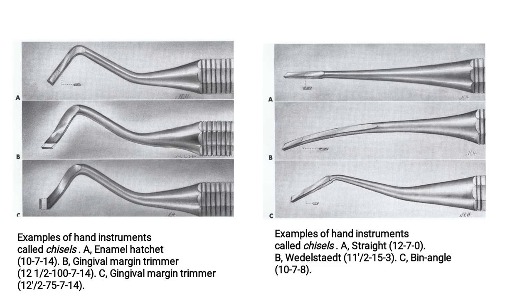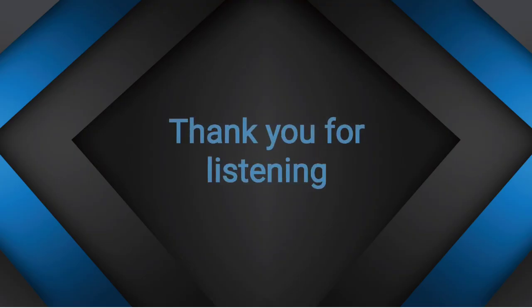And examples of the chisels are the enamel hatchet and the gingival marginal trimmer, which is mesial or distal. The gingival marginal trimmer with the mesial side has an acute bevel angle, that is 75 to 80 degrees, whereas the gingival bevel of the cutting edge in the case of a distal marginal trimmer is an obtuse angle, which is about 90 to 100 degrees. Thank you.